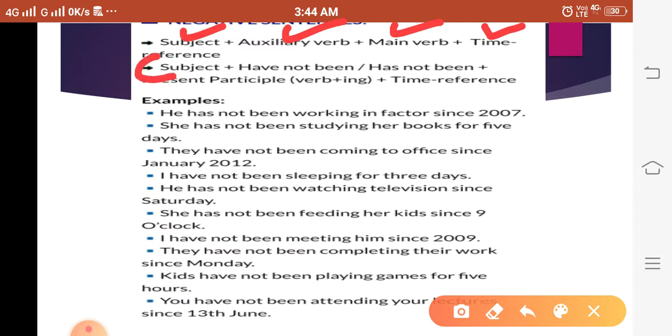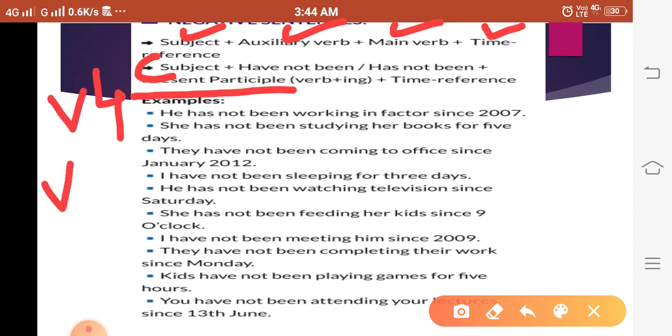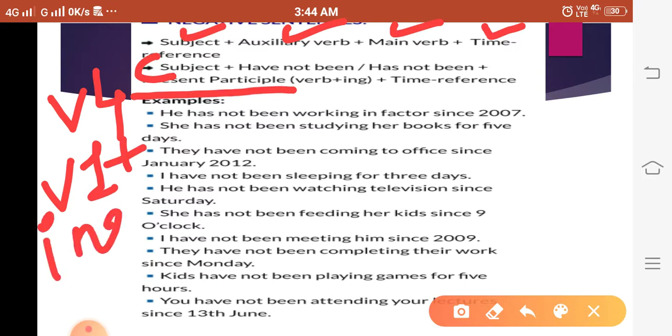Subject is the doer of the sentence, and the auxiliary verb that we will use here is have not been or has not been. Then the present participle form of the verb, which is the fourth form of the verb, that is made with first form of the verb plus ing. And then time reference, the use of since or for according to the time. Clear? Now let's see examples.